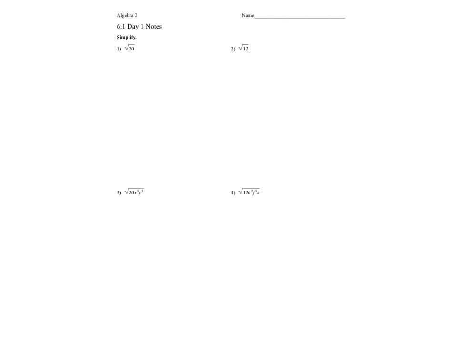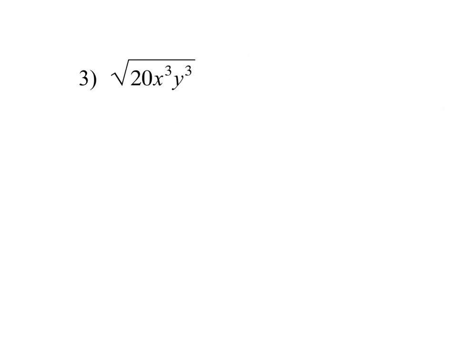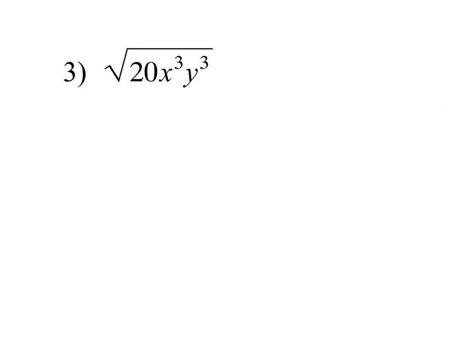Okay, so this is 6.1. We're simplifying radicals with an index of 2, but now we're doing them with variables in them. So the process is still going to be the same, except now we're going to have to work on breaking variables apart in there as well. You'll see here in this example that we have 20 inside, and then we also have an x to the third and a y to the third.